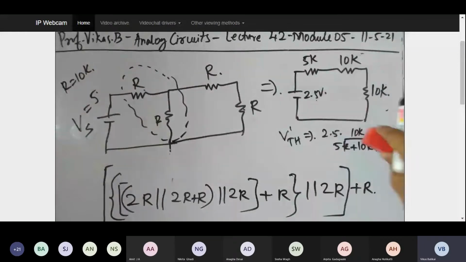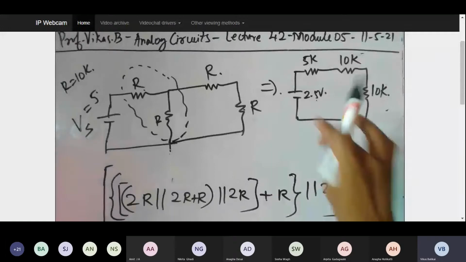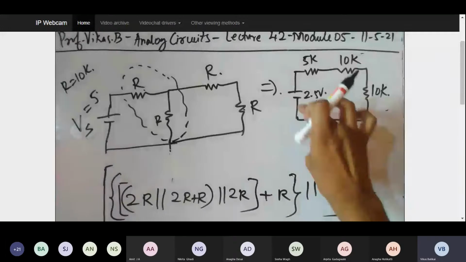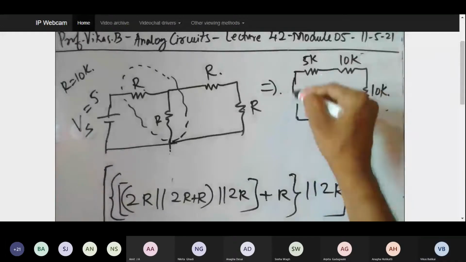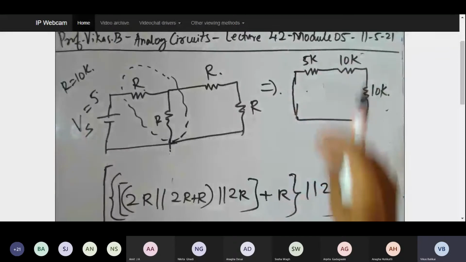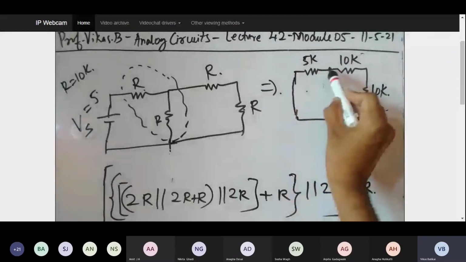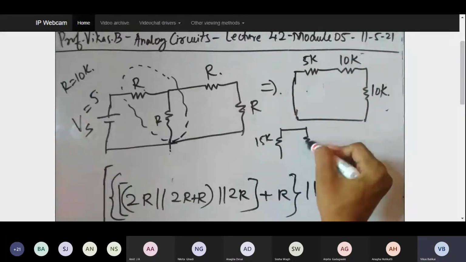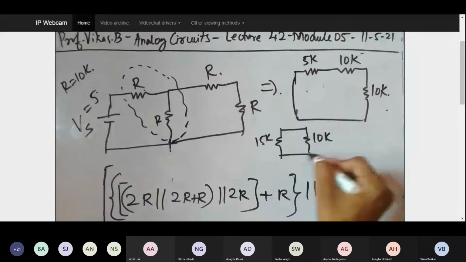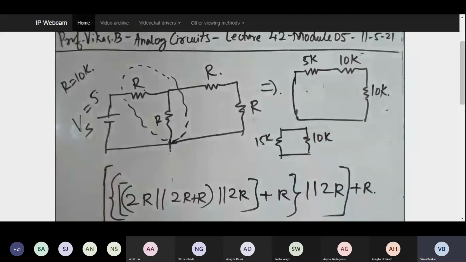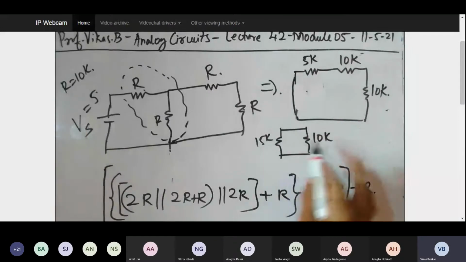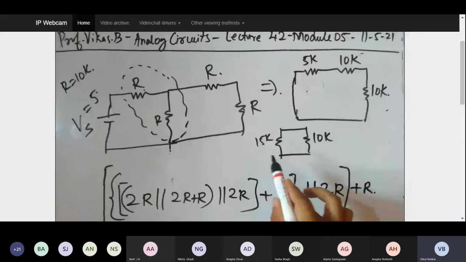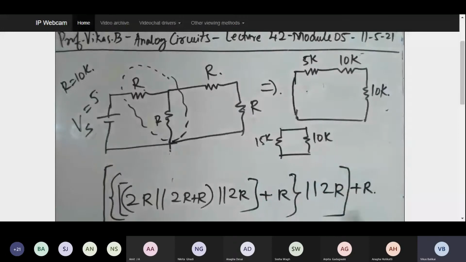Now how do I calculate RTH? In order to calculate RTH, what should I do? I should short this voltage source. So if I short this voltage source, it will be here. And these two are in series. So that will lead to 15K. And this is in parallel with this 10K. Now again you calculate the equivalent resistance of this by applying the resistance in parallel formula, R1 R2 divided by R1 plus R2.